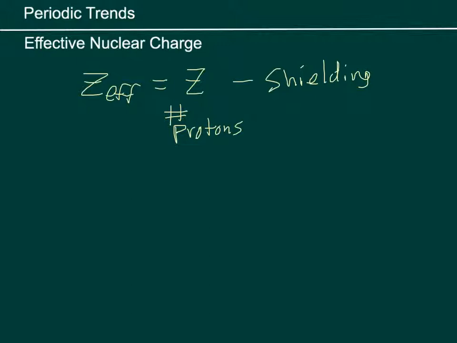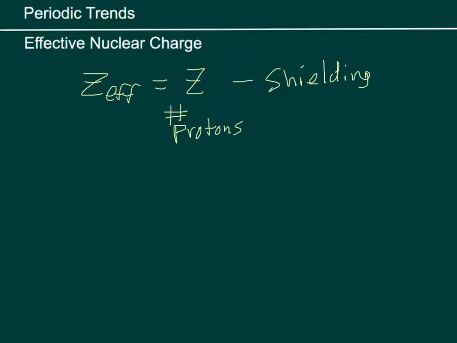So one of the major things to think about here is that you're going across a row. As you move from left to right, you're increasing the protons, but you're adding electrons in the same vicinity, in the same orbitals. Since that's the case, they're going to be shielding much less than ones that are far inside, that have a principal quantum number much smaller. So as you go to the right, your effective nuclear charge is going to increase.